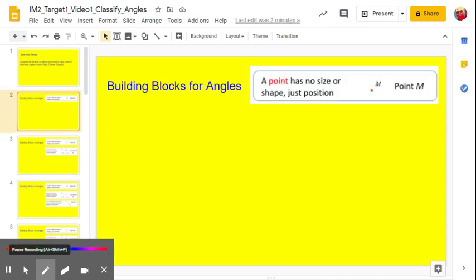So we're going to start with a point. A point has no size or shape, just a position on a coordinate grid, or it could be in three-dimensional space as well. And we have M here. It's just point M.